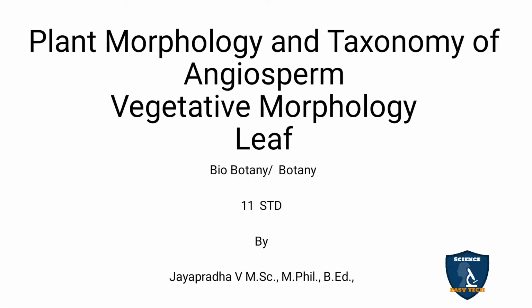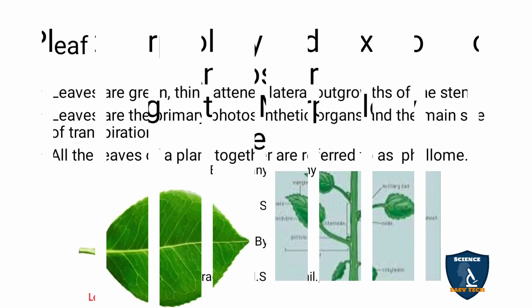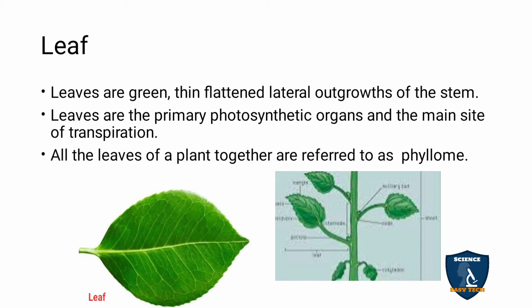We're going to discuss the leaf in vegetative morphology, in plant morphology and taxonomy of angiosperms. Leaf. So you can see this portion, this is the leaf, okay? And the stem gives rise to the leaf, and it arises from the node. This portion where the leaf arises is called the node.